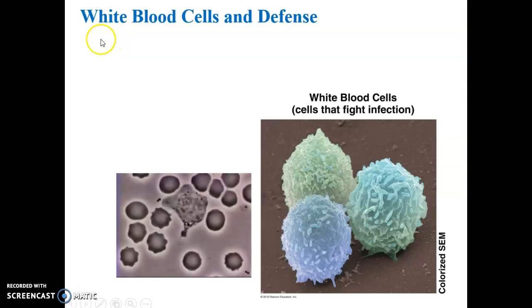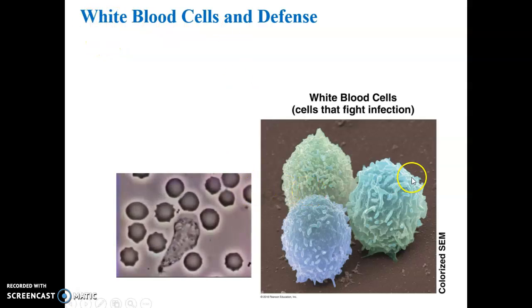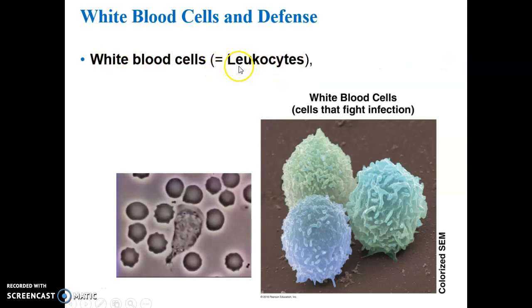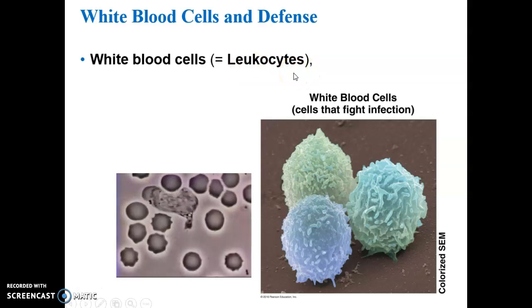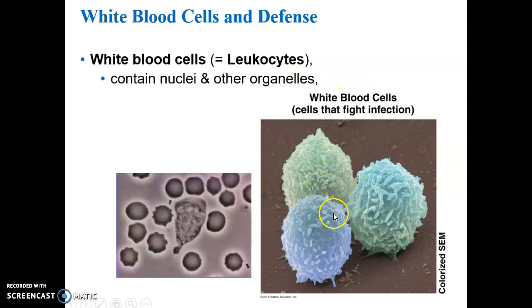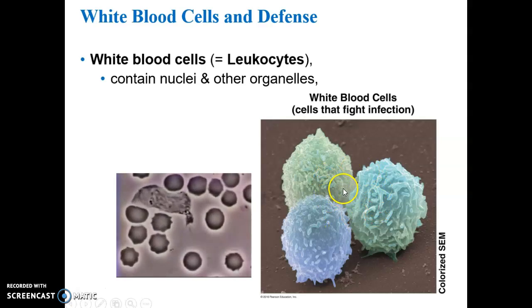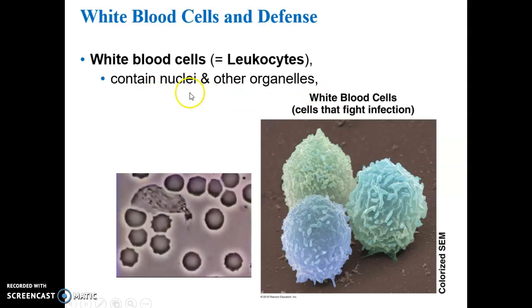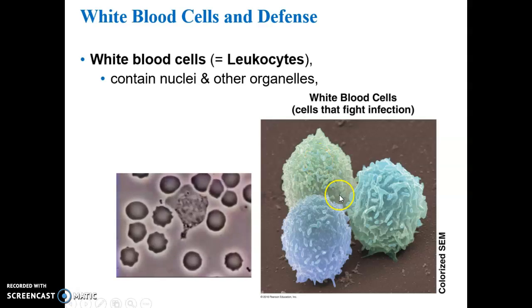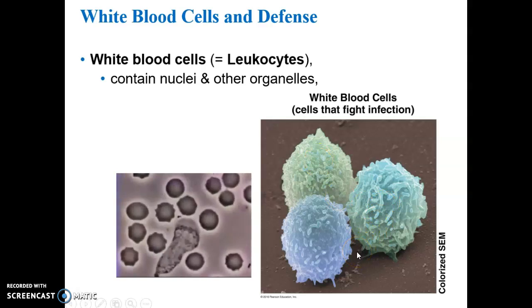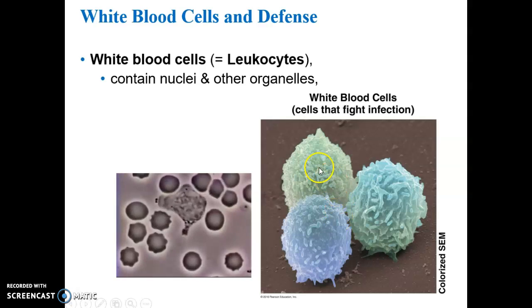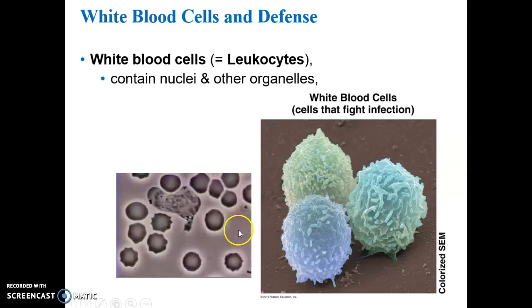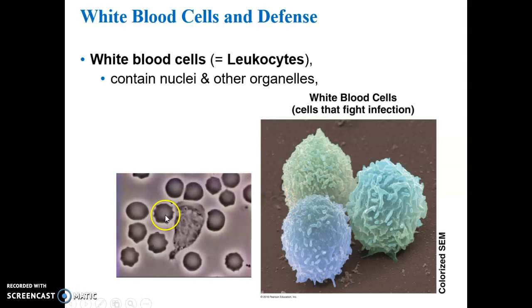Okay, so let's look at what some of the other cells do, like the white blood cells. They are immune system cells for defense. The white blood cells are also called leukocytes, leuko referring to white and cyte for cell. And we have a number of different types of white blood cells or leukocytes that we won't identify in this chapter. But they do contain nuclei and other organelles, so they are full cells, or true cells, in that sense. They can have metabolic processes, they can produce proteins, they can move around, they can be active.